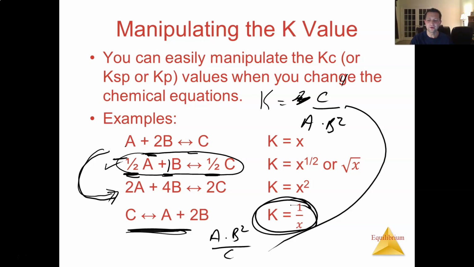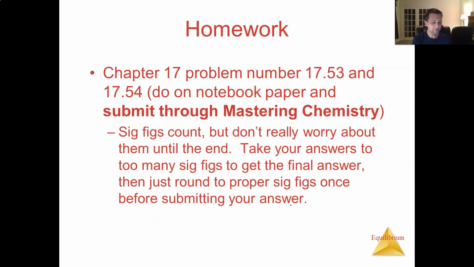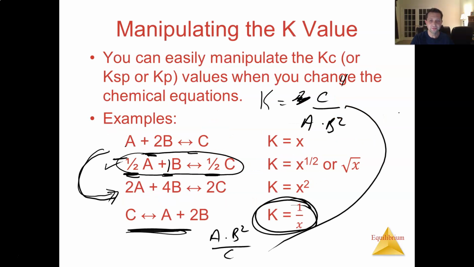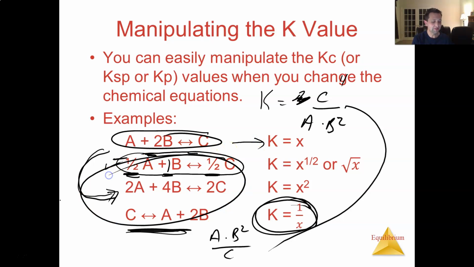So on the homework that you guys are going to have, you'll do it in Mastering Chemistry. It's going to give you a bunch of situations like this. It'll give you an initial equation. It'll probably give you the K value to start out with. Then it's going to manipulate it, doing a bunch of different things to it. All you have to do is recognize which of these things happened and then change your K value appropriately.